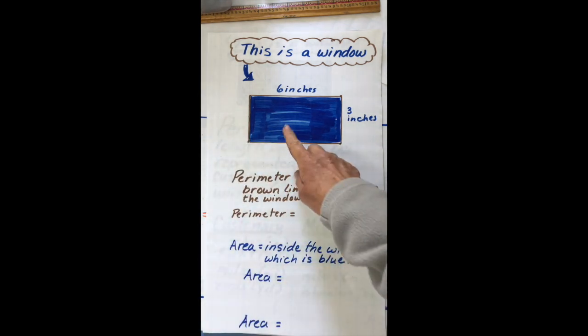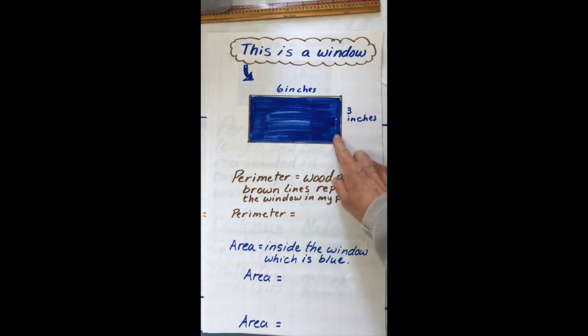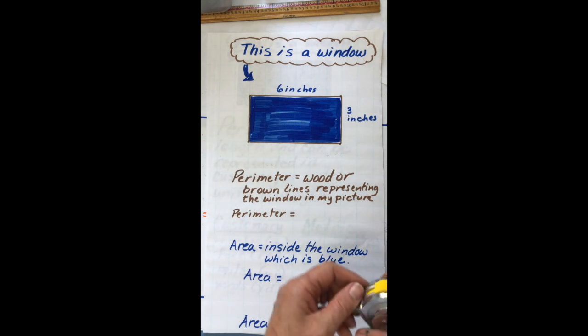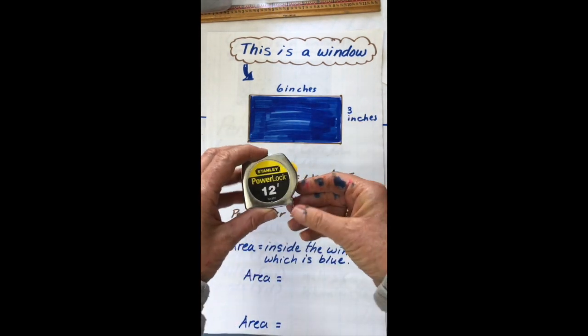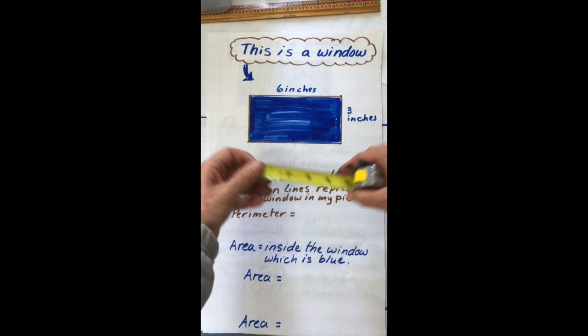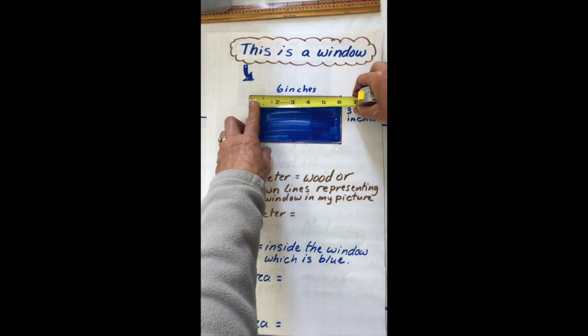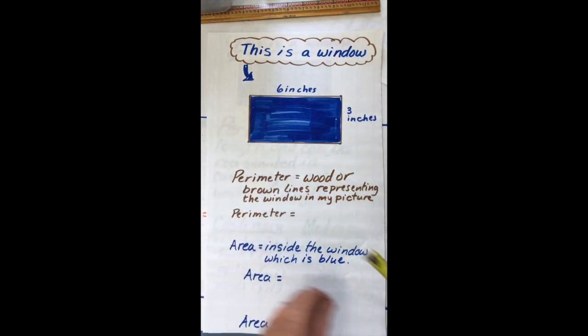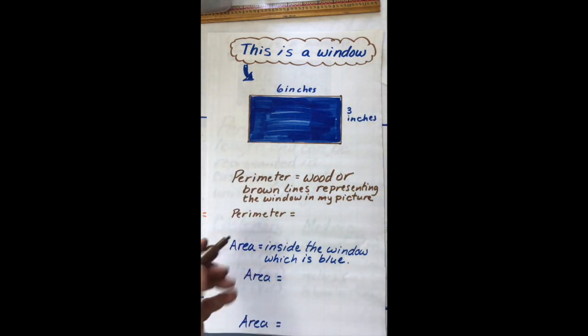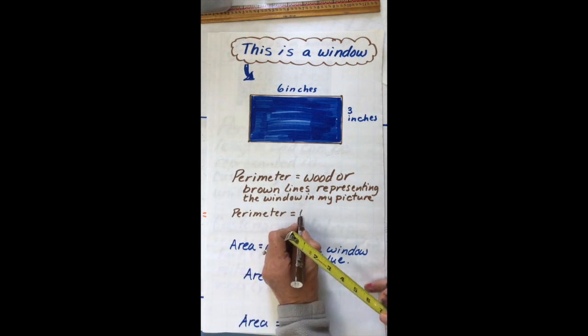So if you wanted to make this window, which would be the brown, I'm trying to represent the wood. Your dad would get one of these tape measures, right? And he would measure it, or your mom. So they'd measure it and they'd find out that's 6 inches. So they'd need one piece of wood that would be 6 inches long.